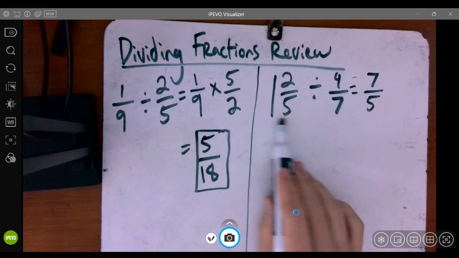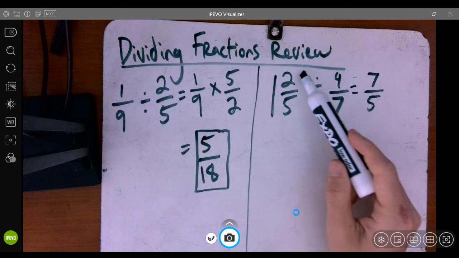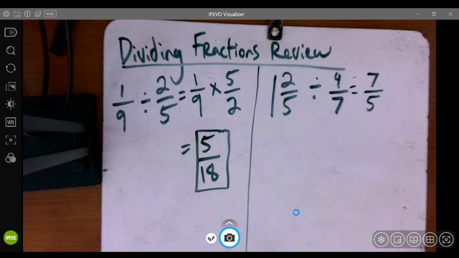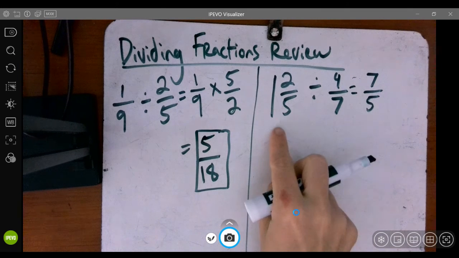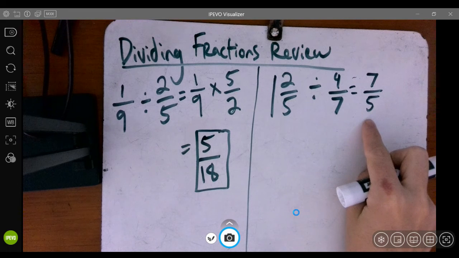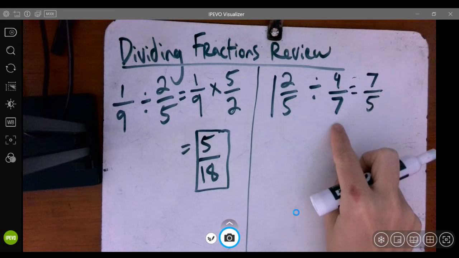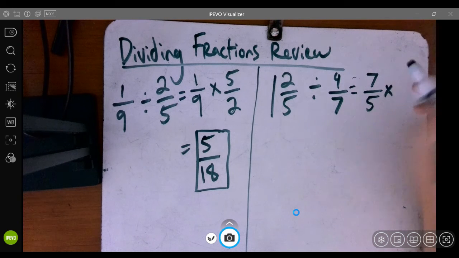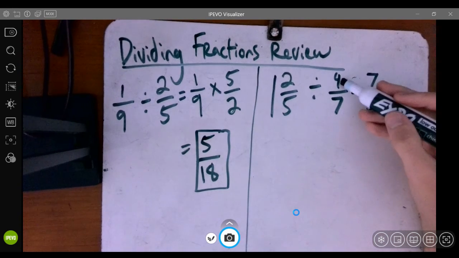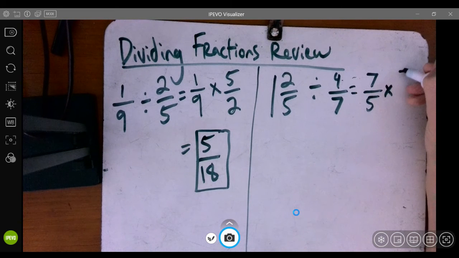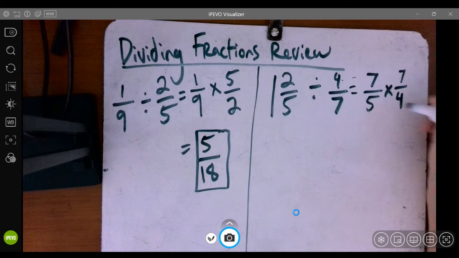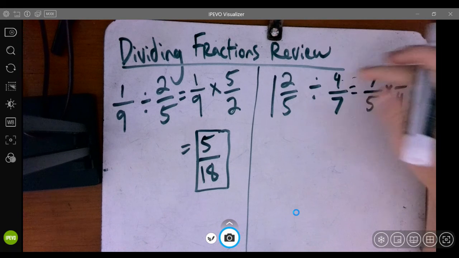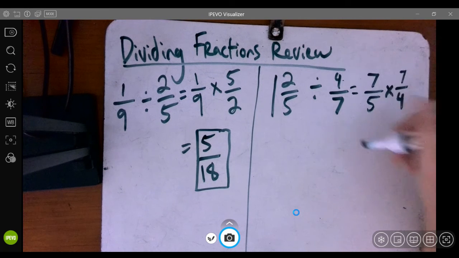So multiplying this tells me how many fifths are in my whole number, plus the 2 that you have that didn't quite make a whole number. Okay, so I rewrote 1 and 2/5 as 7/5, and then I know that dividing by 4/7 is the same as multiplying by the reciprocal, so I'm going to flip the numerator and the denominator and write 7 in the numerator, 4 in the denominator, and so I've now changed it into a multiplication problem, and I'm ready to multiply.